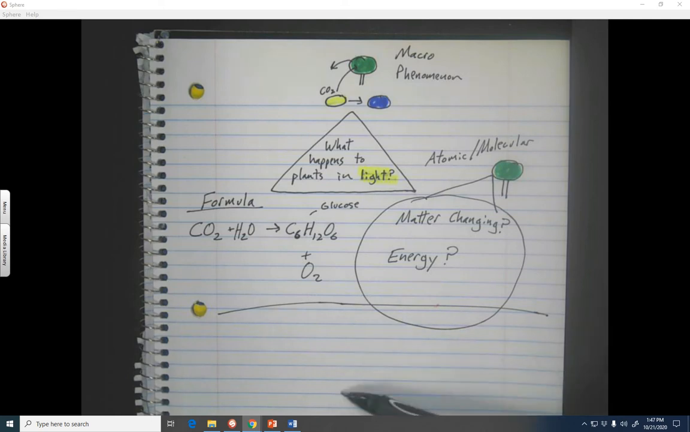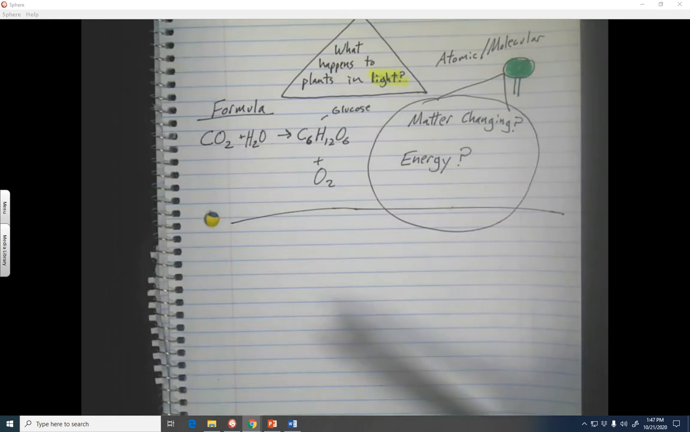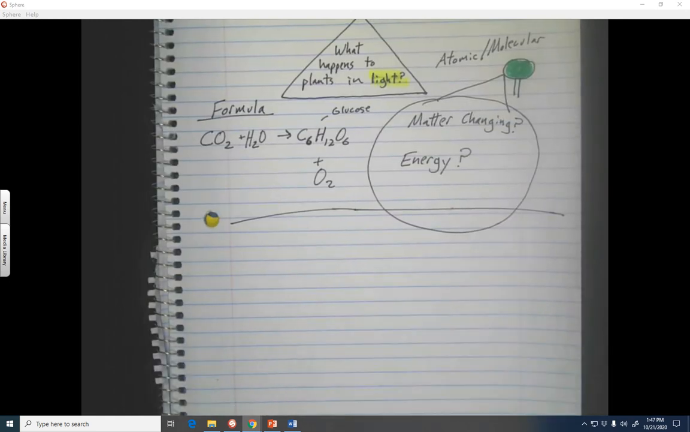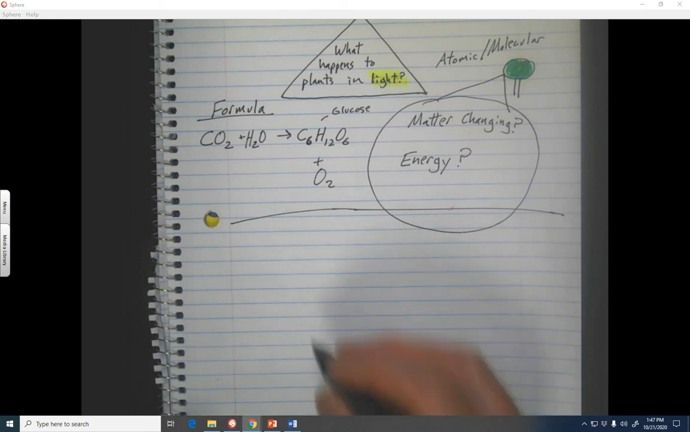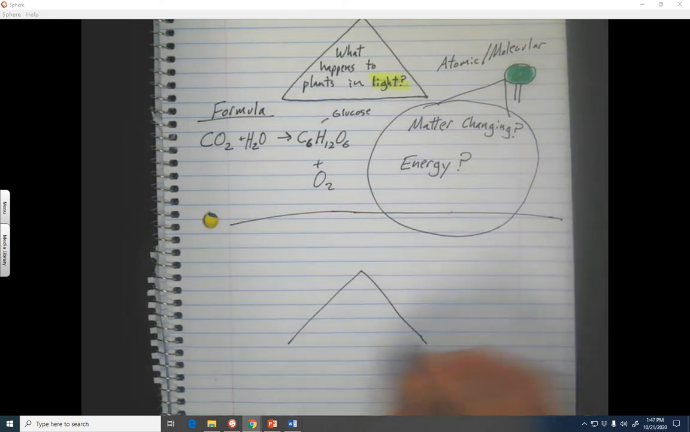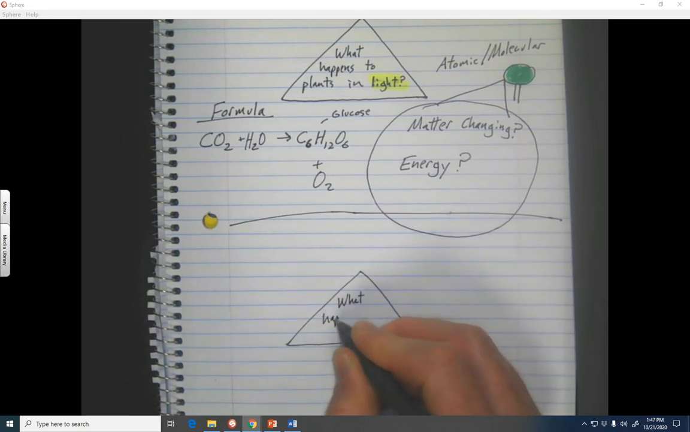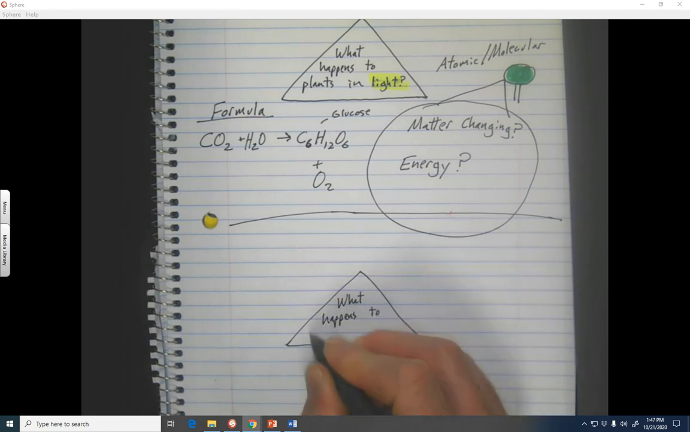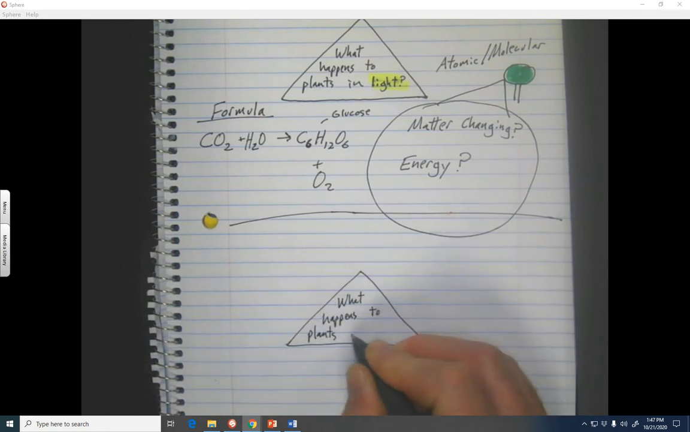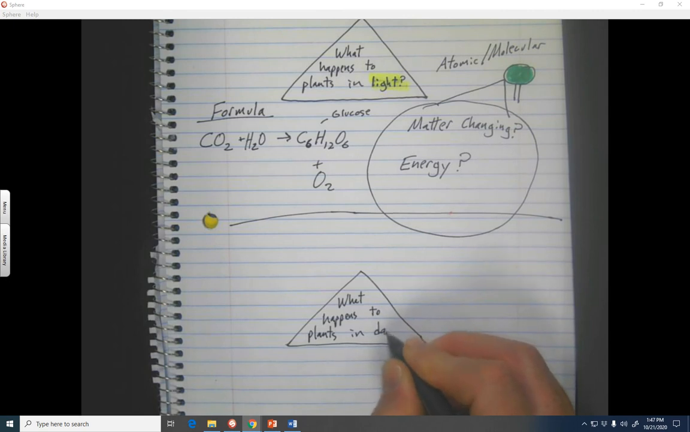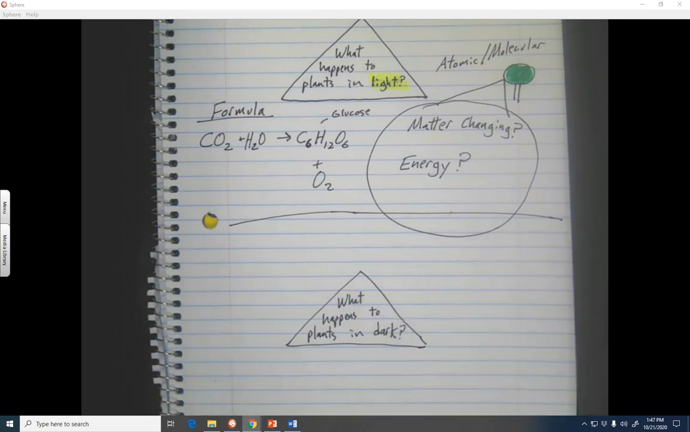You need to then create another triangle in the bottom half of your paper so you can take a picture of this and put it in the Google Doc of what happens to plants in the dark. So we would have another triangle down here of what happens to plants in dark. Once you've completed both triangles, make sure you take a picture of those and insert them into your Google Doc, and then submit your document for today. Thanks, and have a great day.